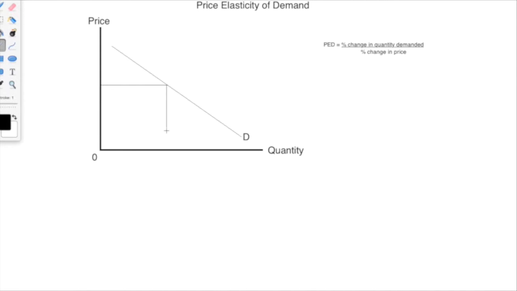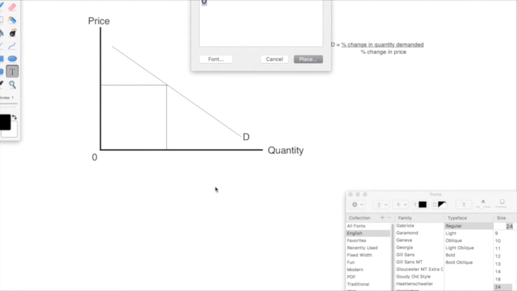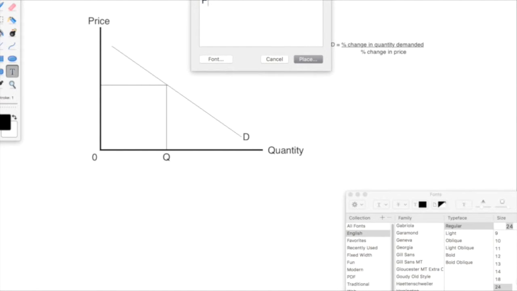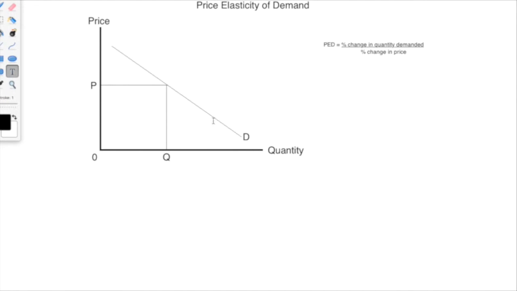So at that point on the demand curve, we have a certain set of units being sold at Q quantities and P prices. Is that correct? But what if we change the price and we go up, let's say, to this point in the graph.